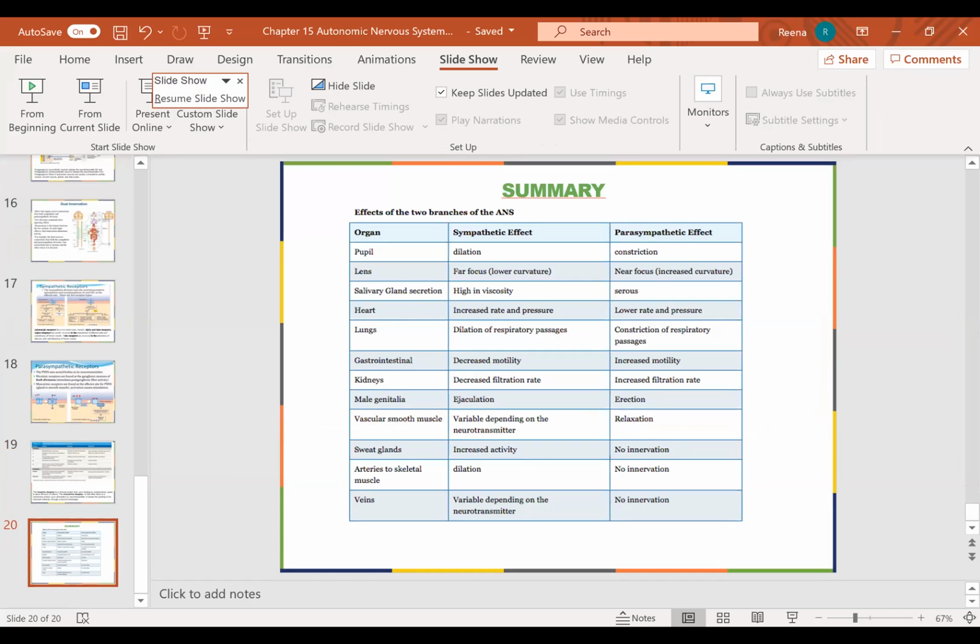The answers are here. So this is like a summary slide. What we've studied so far is that the autonomic nervous system is under subconscious control. You can't control your heart and your digestion and your internal organs. For example, if you take your kidneys, sympathetic will decrease your kidney function, whereas parasympathetic is going to increase your kidney function. So this is the summary slide.